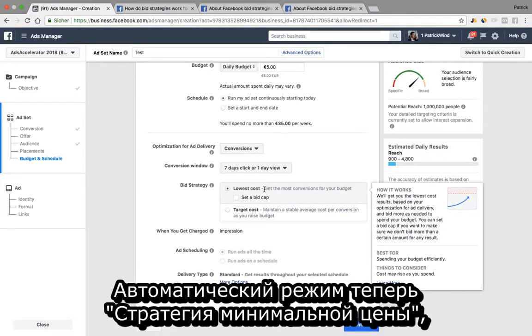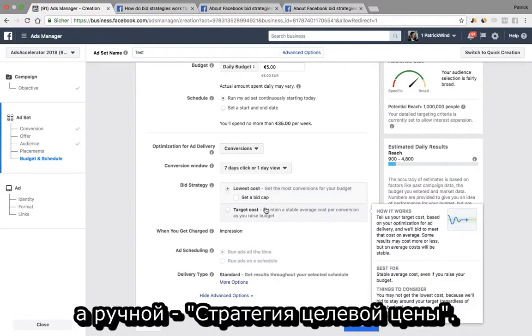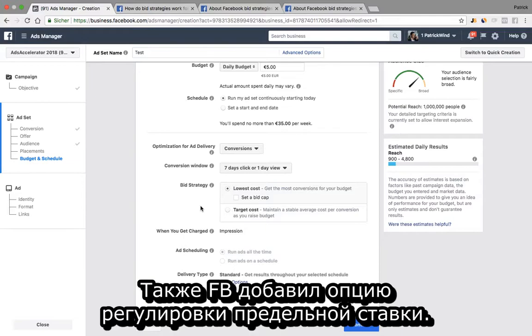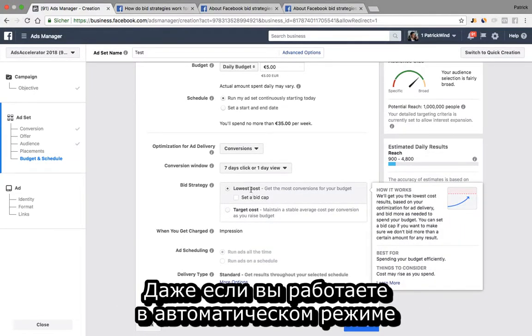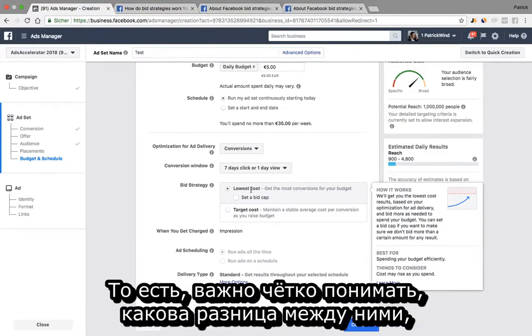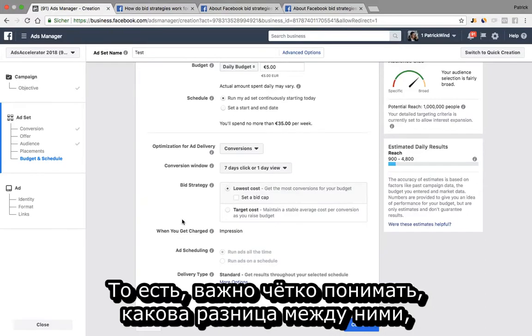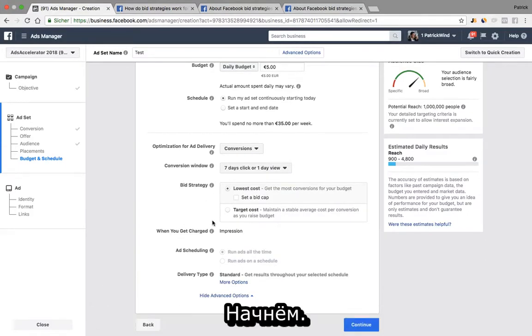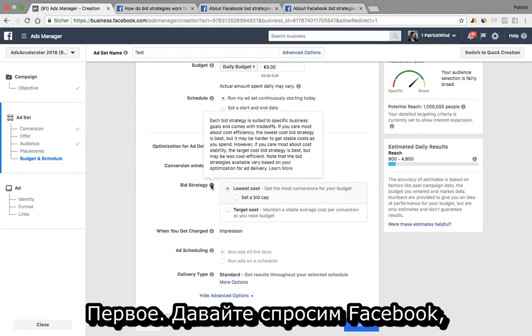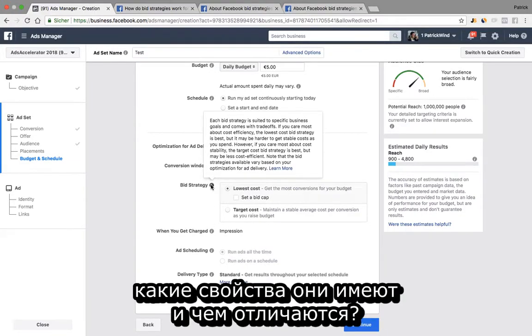So now the automated bidding is now called lowest cost bidding, and the manual bidding is now called target cost bidding. Okay. Plus, they have added this option of setting a bid cap when we are working with automated or lowest cost bid strategies, and therefore it's very important for all of us to clearly understand what is the difference between them and when should I apply them, right? So let's get started. First, let's ask Facebook how they define it and how they differentiate it.